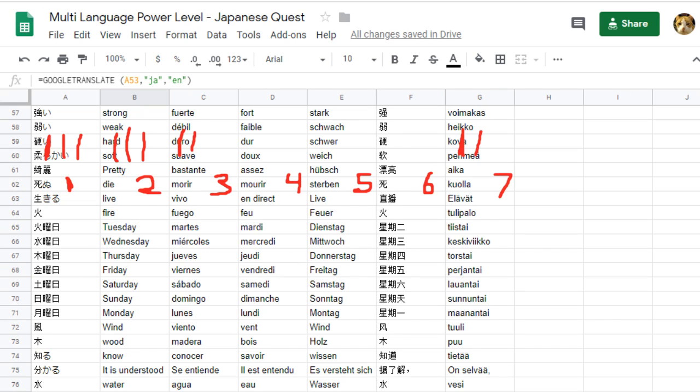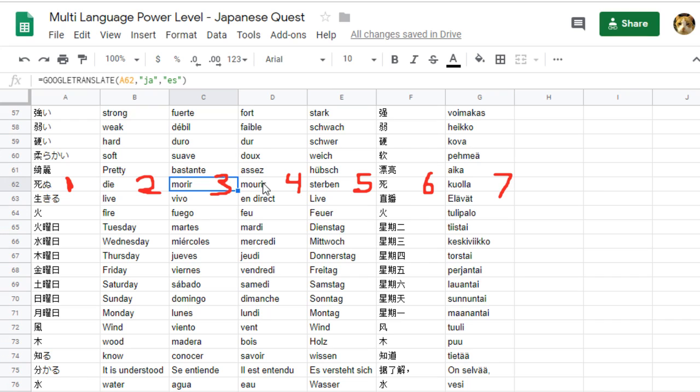To die. We got a lot of positive words like love, dream, adventure. Let's get the whole range of the human experience. To die. So, shinu is the verb for to die in Japanese. You see that there. Die in English.